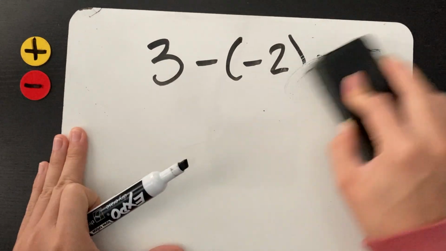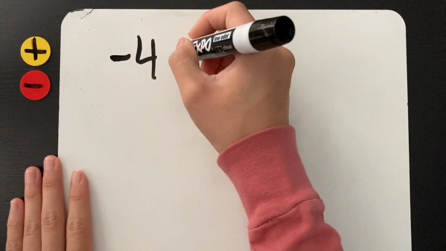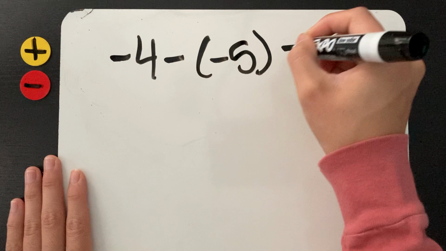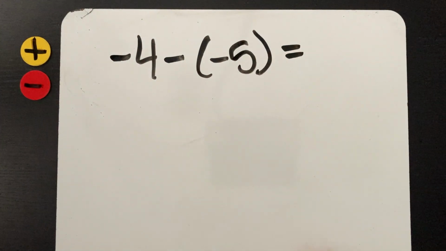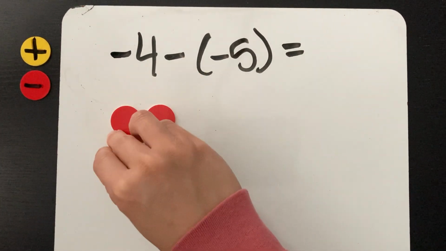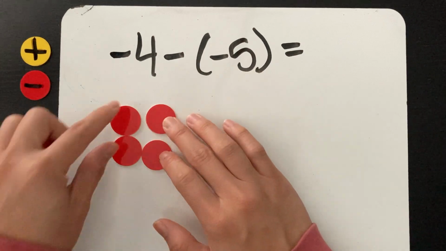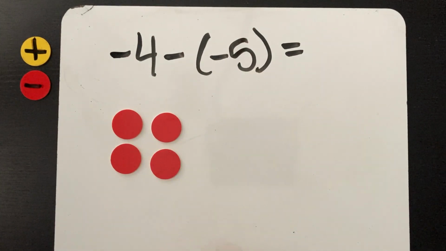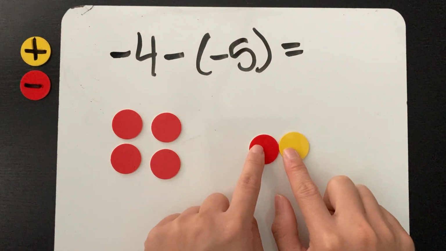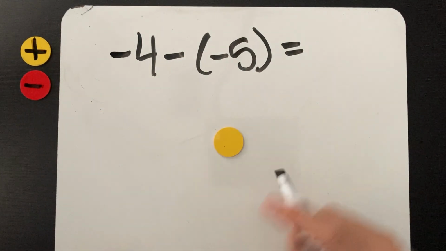Okay, last problem. -4 minus a -5, or -4 take away -5. Seeing this problem can be very overwhelming because there's a lot of negatives and a lot of minuses, but it's not too bad to model. Let's take it one number at a time. -4. Take away a -5. Do we have 5 negatives to take away? We don't. We only have 4 negatives. So I'm going to add one more 0 pair. Now I have 5 negatives to take away. When I take away those 5 negatives, I'm left with a +1.